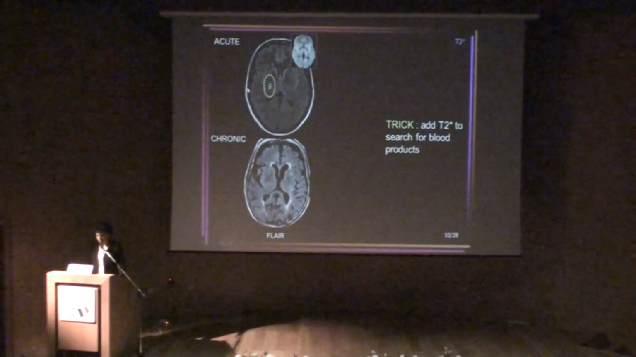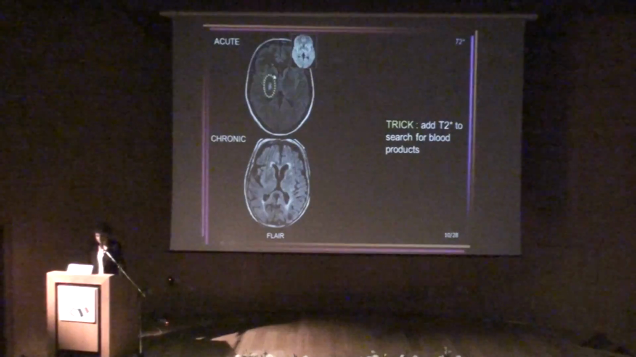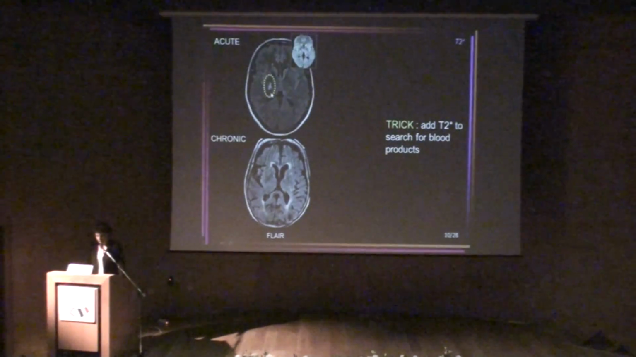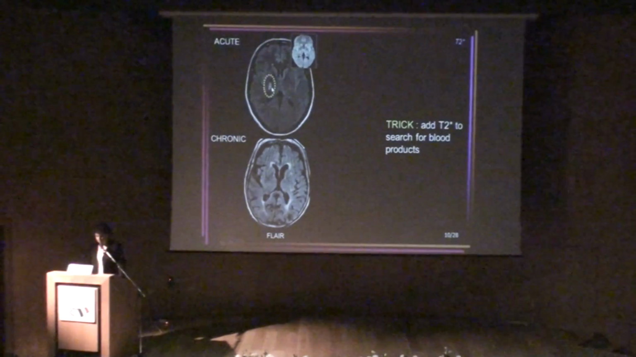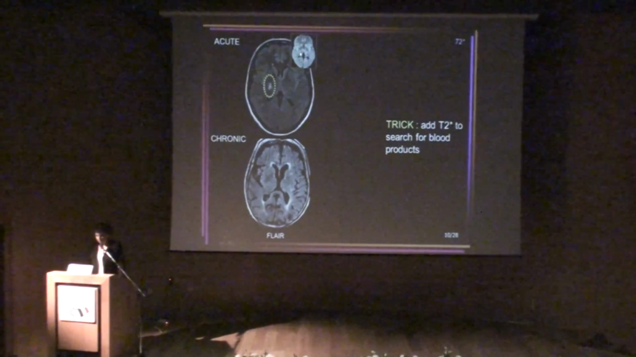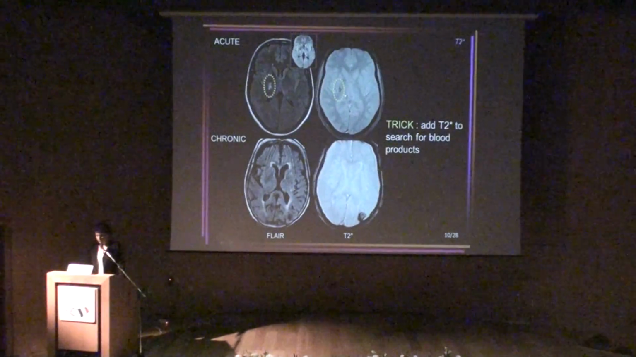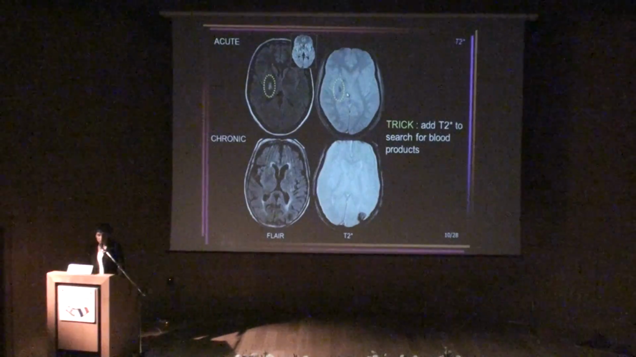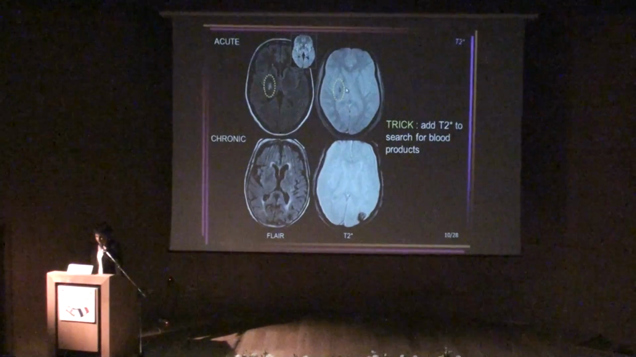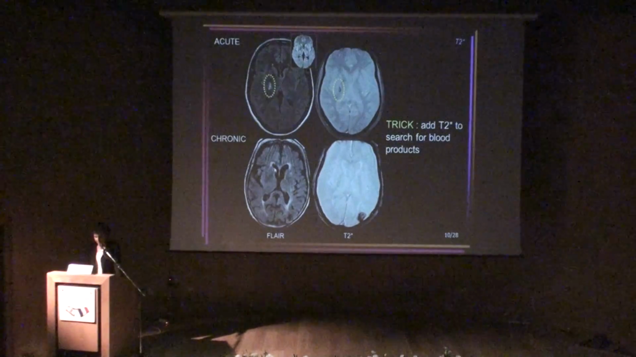Here are two other examples where you might say something silly if you don't have a T2 star weighted sequence in your protocol. Here, at the acute stage, a patient with a hyperintensity on FLAIR, some funny signal on diffusion weighted imaging, and here it's obvious it's a hematoma. So I think the T2 star weighted sequence is mandatory if the patient has a sudden deficit or headaches.